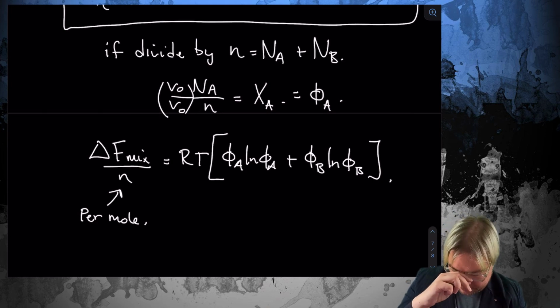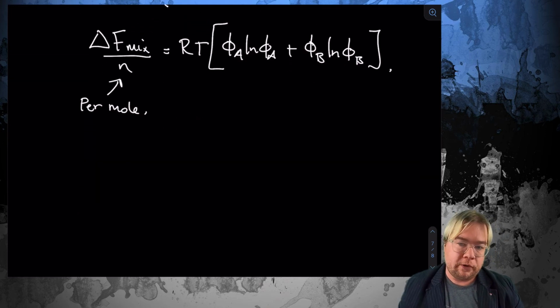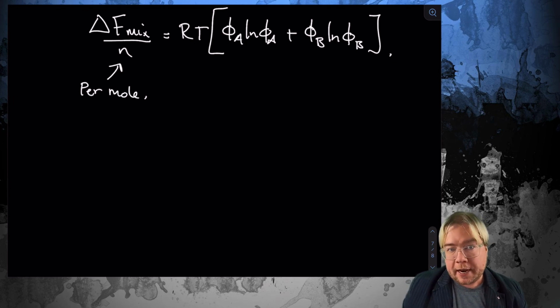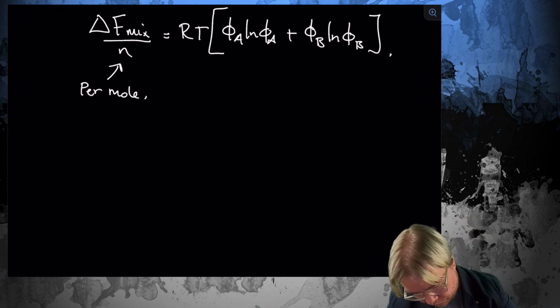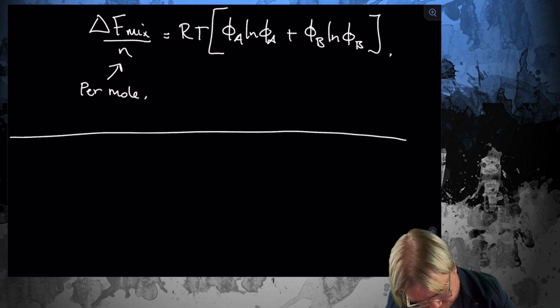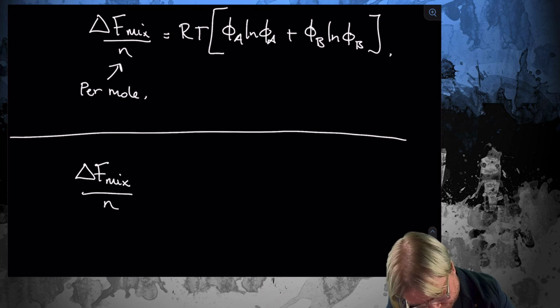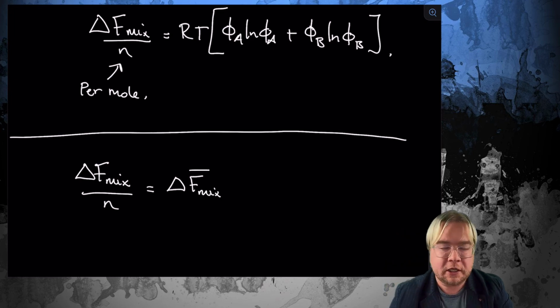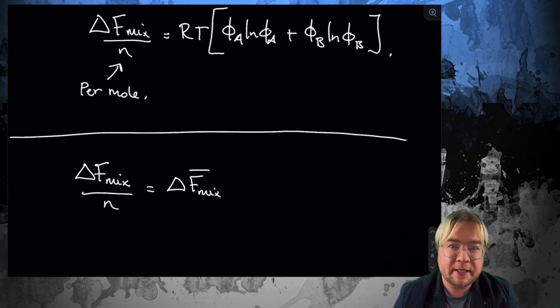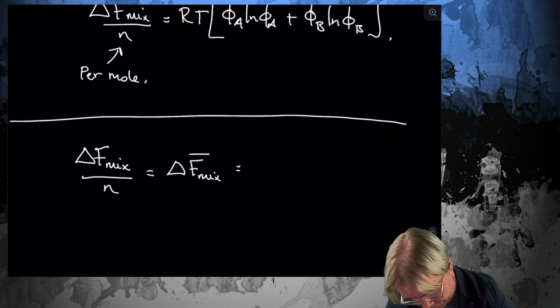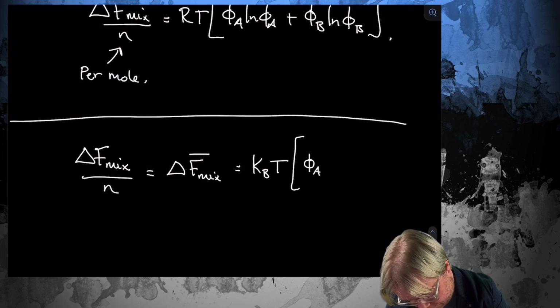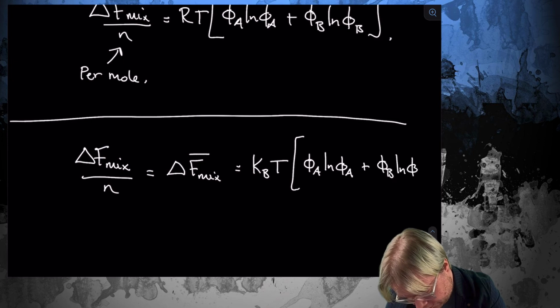Okay. So that's it. That's the first real component. Now let's take a look at it and see if this makes sense to us. So let's write delta F of mixing per n as delta F mixing with a bar on top. Okay, it's like a molar free energy of mixing. So that will be kBT phi A log phi A plus phi B log phi B.